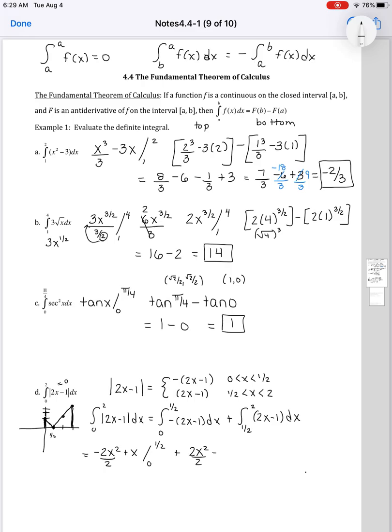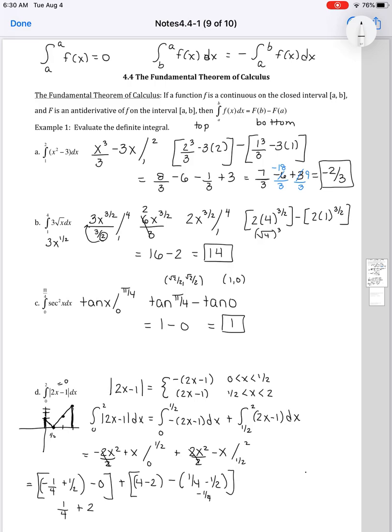So if I come over here and do that, I get negative 2x squared over 2 plus x, and I'm going from 0 to 1/2, plus 2x squared over 2 minus x, and I'm going from 1/2 to 2. Those 2's are going to cancel. So now when I sub in my numbers, I get negative 1/4 plus 1/2, and then minus 0, because 0 is nice and easy. Plus, now I sub 2 in, I get 4 minus 2 minus 1/4 minus 1/2.